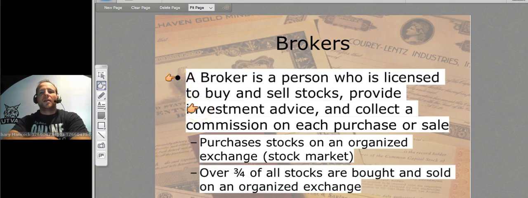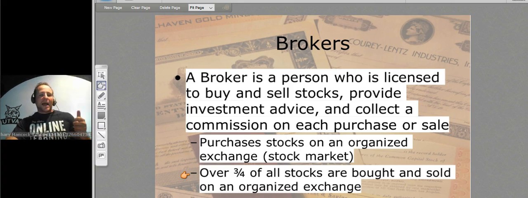Okay, so brokers. A broker is somebody that is licensed to buy and sell stocks and provide investment advice to you on those purchases. So they usually purchase the stocks organized by the stock exchange market. Over 3/4 of all stocks are bought and sold by organized exchanges. There are apps you can get today. I actually use an app called Robinhood that watches some stocks for me, and when they get to a certain point, then I'll know that I want to buy. It just depends on what you like, what you want to buy.